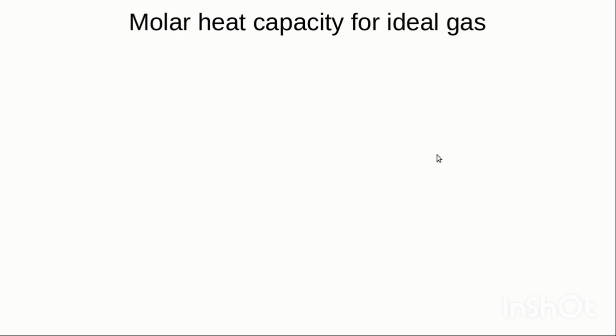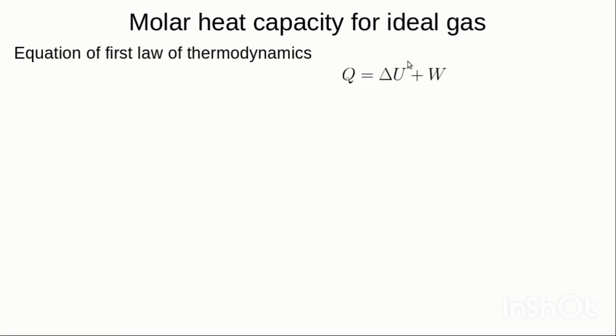In this video, we are going to be taking a look at the molar heat capacity for an ideal gas. And the first thing we need to consider is the first law of thermodynamics, which gives us Q equal to change in U plus W, where Q is the amount of heat that is supplied to the system or taken out of the system. Our change in U is the internal energy, while W is the work done.